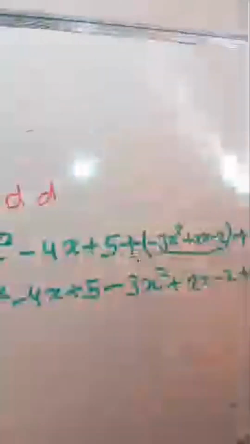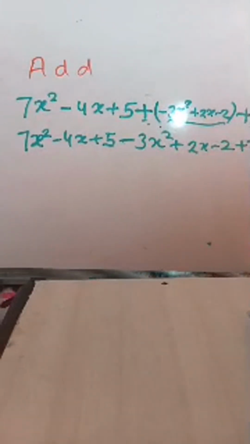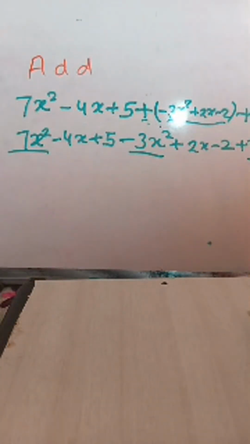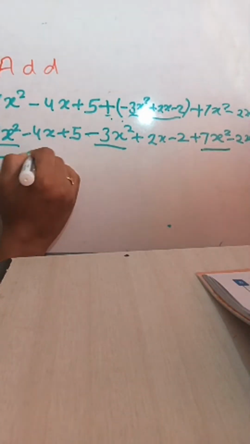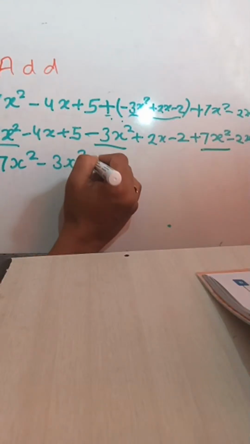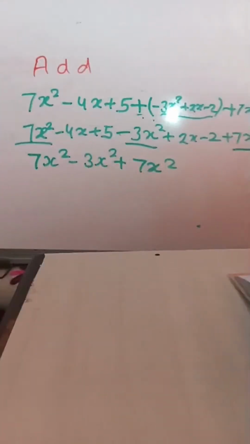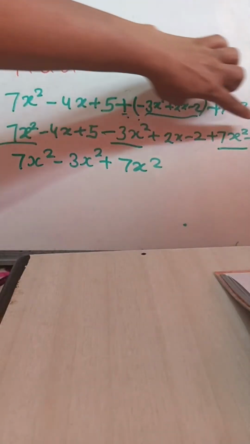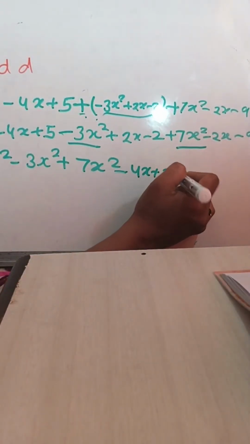Now write down the like terms together. Whatever like terms you have, just write them down together. Now first search for the terms of x square. This is an x square term, this is an x square term and this is an x square term. Write all the terms together. First we write down 7x square minus 3x square plus 7x square. We write with their own signs; we cannot do any manipulation in the signs. We have minus 4x plus 2x minus 2x. You can do it with whatever method you like.